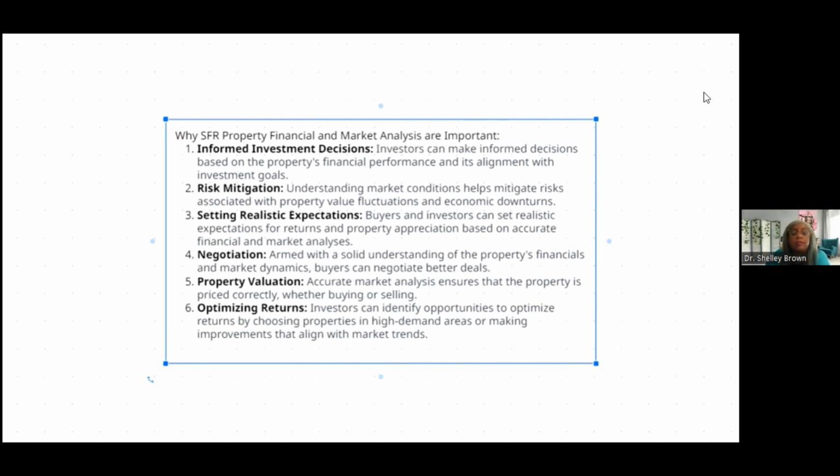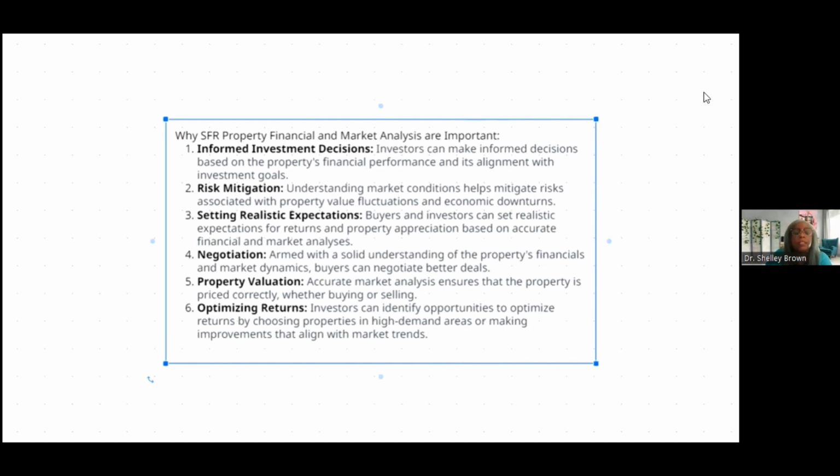Optimizing returns. Investors can identify opportunities to optimize returns by choosing properties in high demand areas or making improvements that align with market trends. So as an investor, you want to make sure that you're purchasing properties where you can actually add value to the property, because if you buy a turnkey property and you, let's say, want to fix and flip it, well, you're not going to get anything. You're not going to get a return on your investment because you didn't do anything to the property. So you want to make sure that you're buying a value add property, which is going to allow you to optimize your returns on that property.